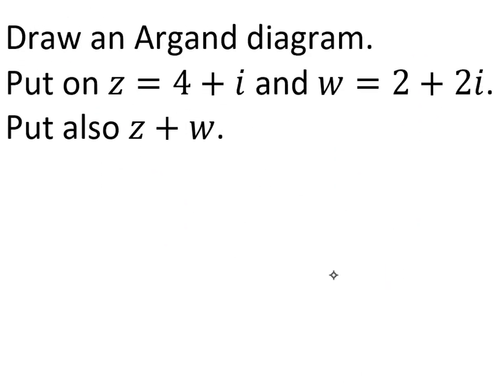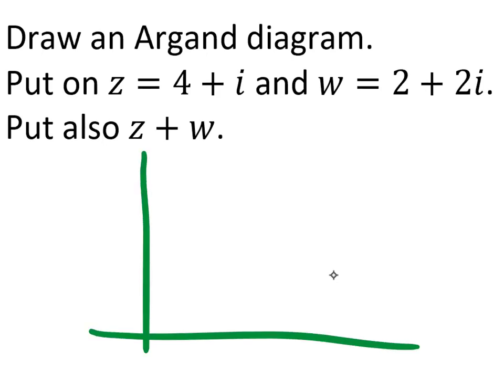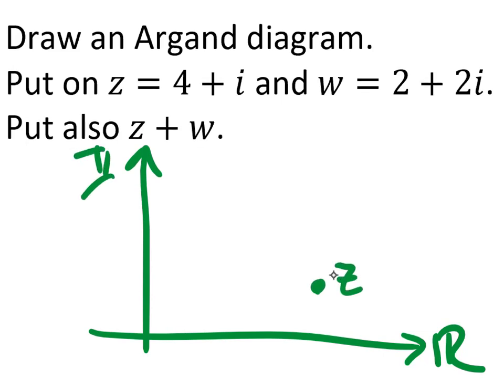Okay, draw an Argand diagram. So not going to draw it accurately. You'll never be asked to draw an accurate Argand diagram. 4 across 1 up, that's Z. 2 across 2 up, that's W. What is Z plus W? Now we could work that out. It's clearly 6 plus 3i, sort of up there somewhere.